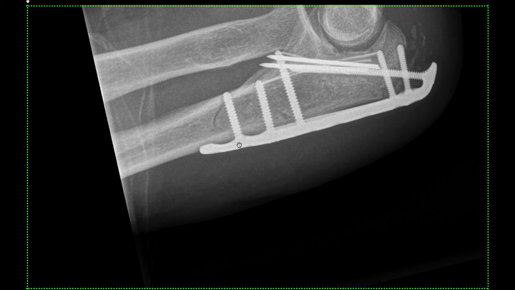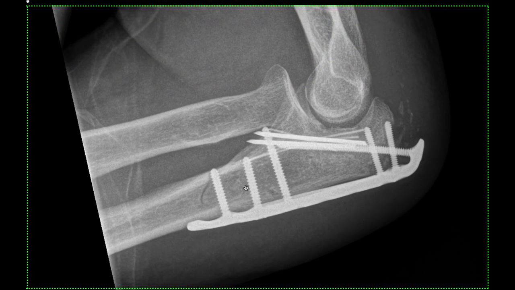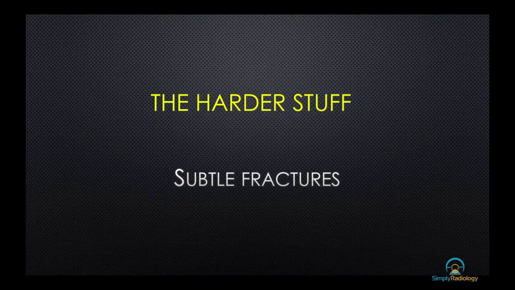I think in this case they were not so scared because it was fairly stable, this whole compartment, so they're not gonna do too much about it. So guys, we have gone over the harder stuff.